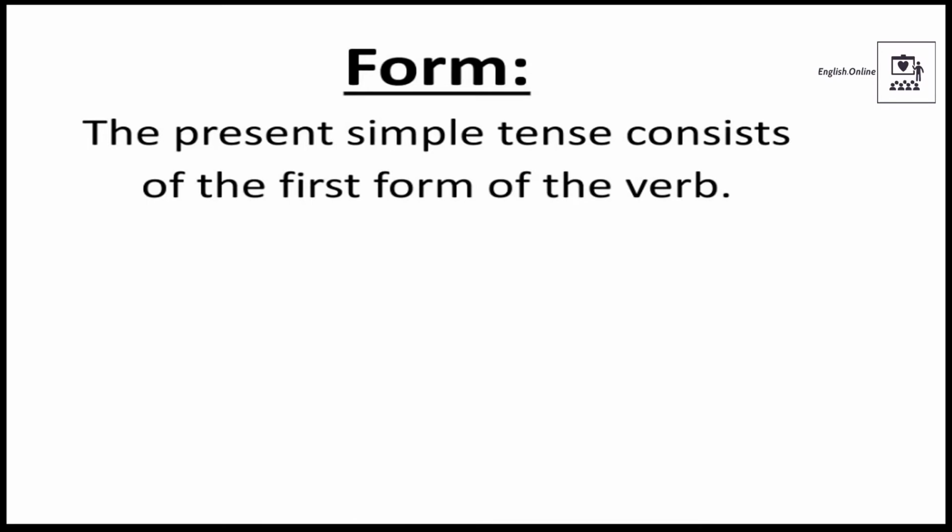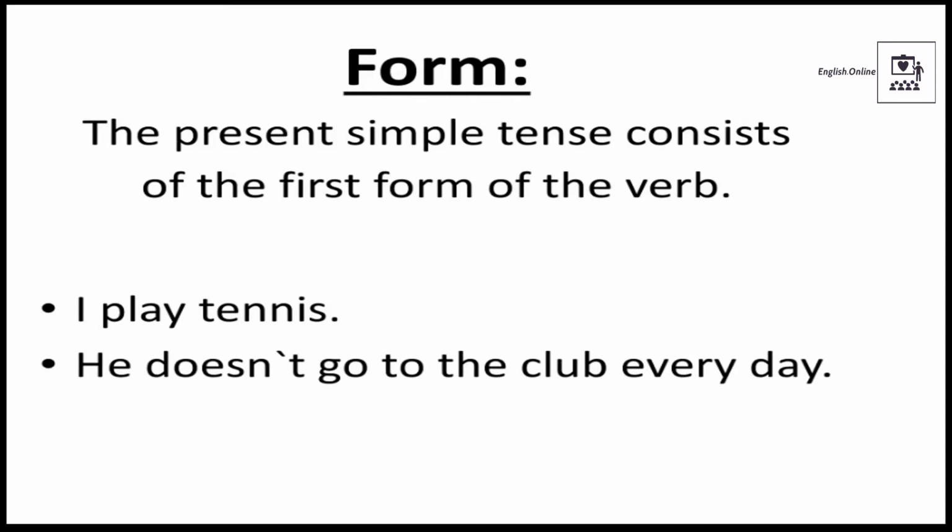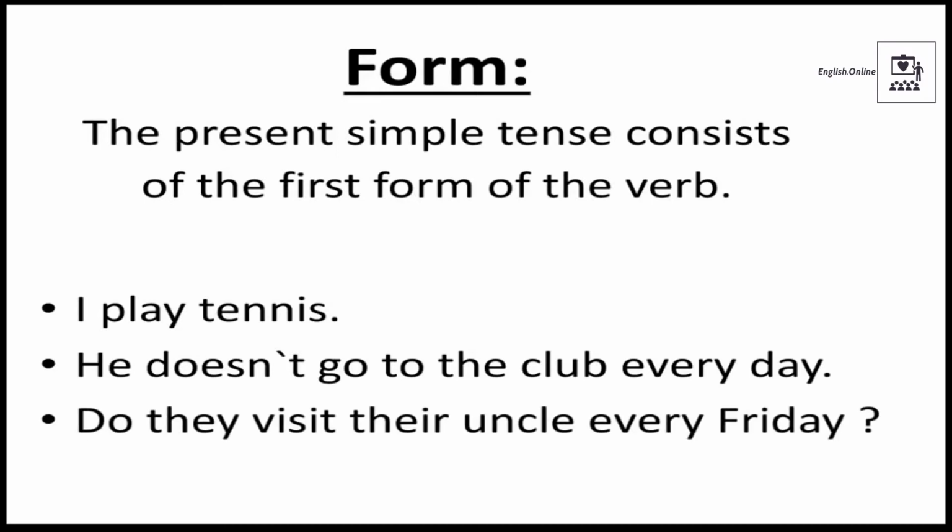Today we are going to talk about present simple form. The present simple tense consists of the first form of the verb. For example, in affirmative, I play tennis. In negative, he doesn't go to the club every day. You can make negatives using don't or doesn't. In question, do they visit their uncle every Friday? You can make questions with do or does.